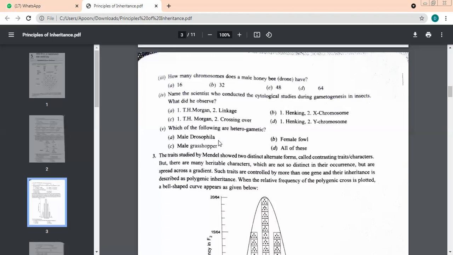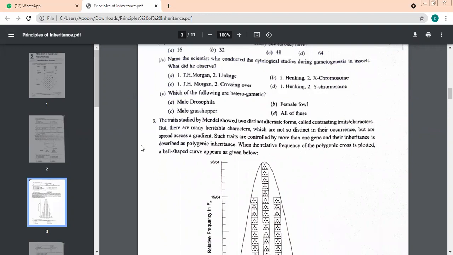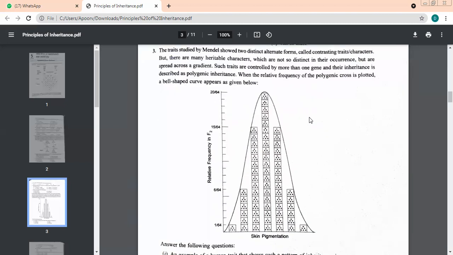What about female owls? Do you know something about female owls? Ma'am, it will also show heterogamety. Ma'am, it will be all of these. Yes, that is what I was wanting you people to tell, that it is all of these. Okay, even this, the option female fowl is also heterogametic. Male Drosophila, male grasshopper, you are very sure female fowl is also heterogametic. So the correct option should be what? D. All of these.